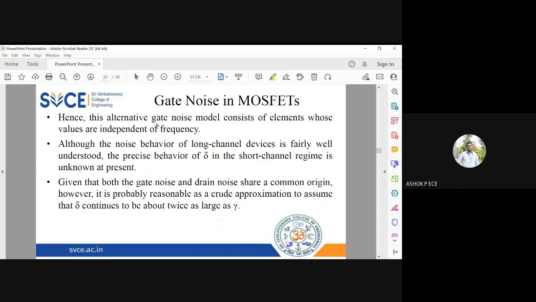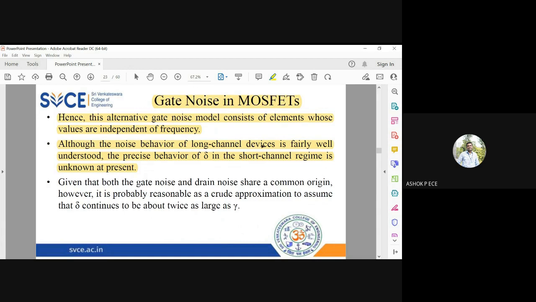So the alternate model is either a voltage model or a current model, which will give you the necessary RMS value of noise voltage or current available at the gate terminals. And here, if you consider long channel and short channel devices, long channel devices are going to perform well when compared to short channel devices with respect to gate noise.